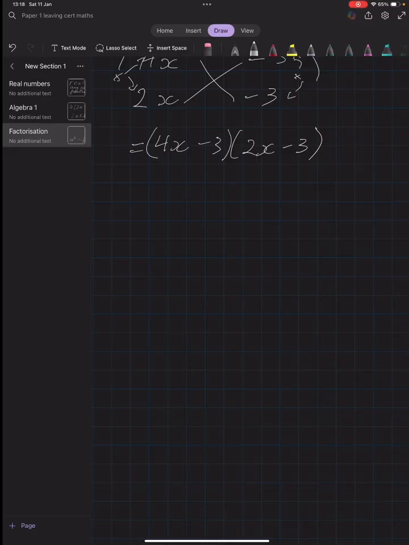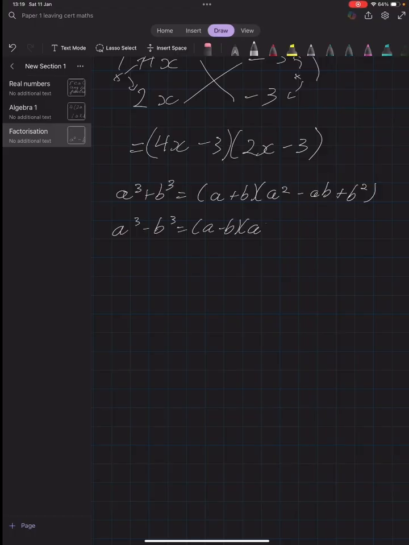Now, these ones you just need to learn off. They're a sum and difference of two cubes. So if you get a cubed plus b cubed, this is equal to a plus b into a squared minus ab plus b squared, and then a cubed minus b cubed is going to be a minus b into a squared plus ab plus b squared. So these two things just need to be learnt off.